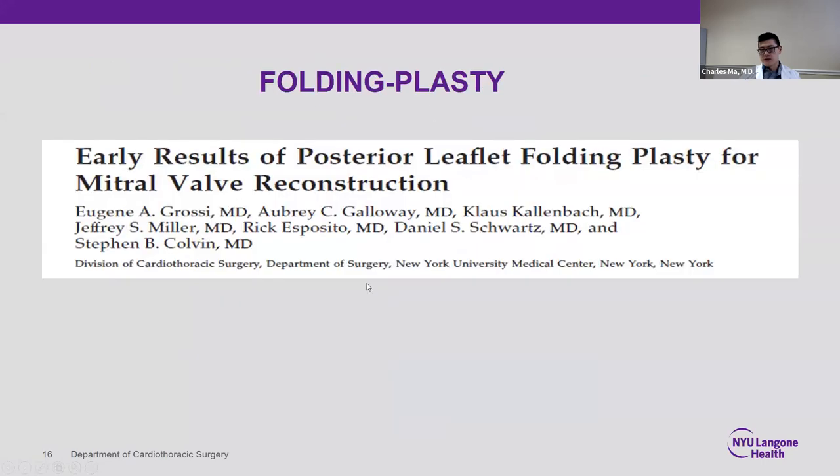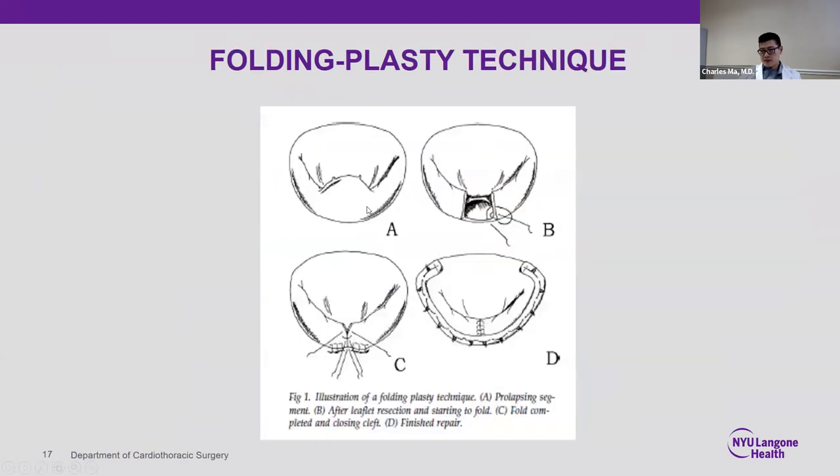And at NYU, we developed our own method, which I will highlight here. This is a folding plasty technique, and we do the resection of P2. After that, we use sutures to plicate the leaflet and lower the height, and then put a posterior band instead of the ring, which was our hypothesis, accounting for those two factors that we could control in the operating room.